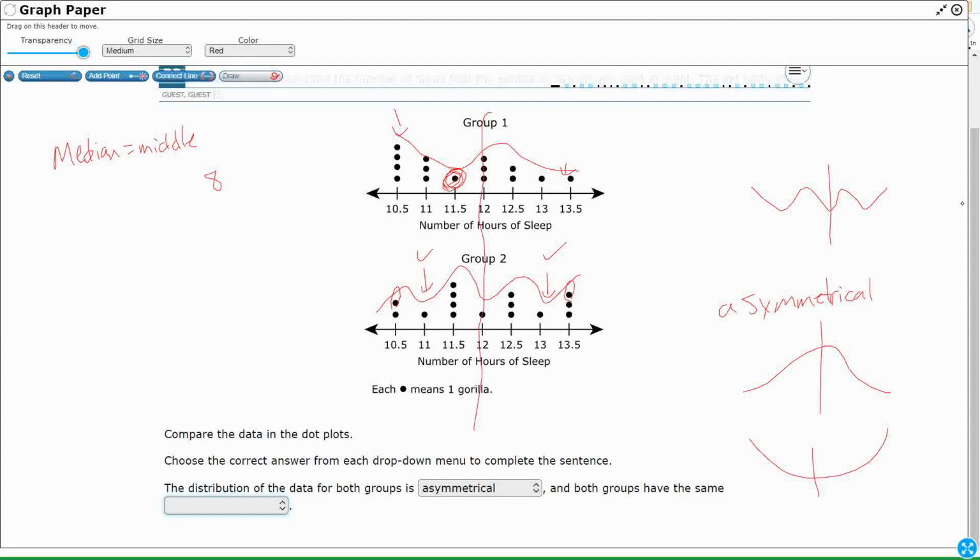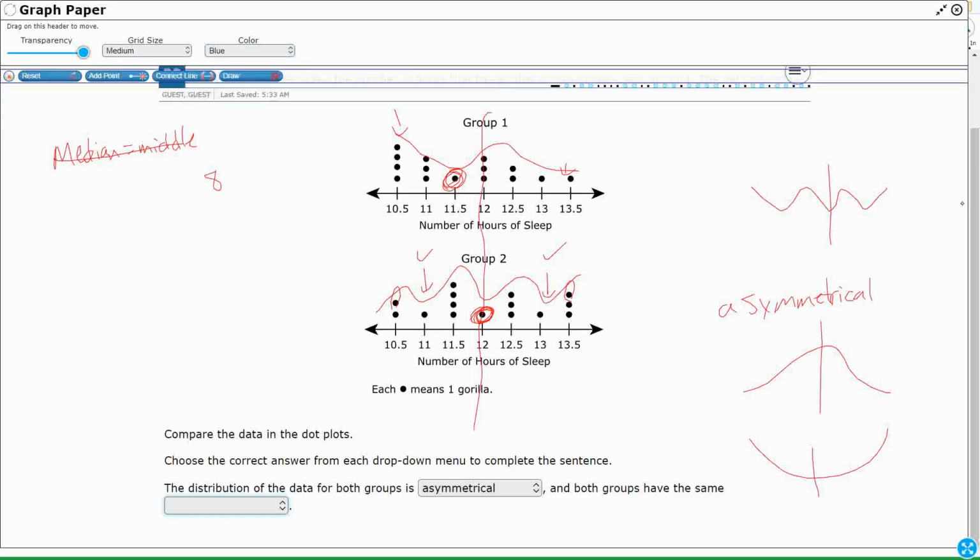So I've got 1, 2, 3, 7, 8, 9, 10, 11, 12, 13, 14, another 15. So I'm looking for the eighth one. 1, 2, 3, 4, 5, 6, 7. Oh, not quite. Not the middle.